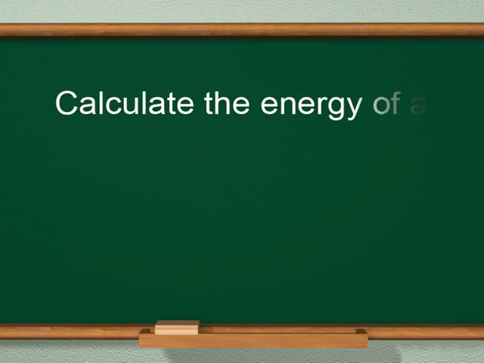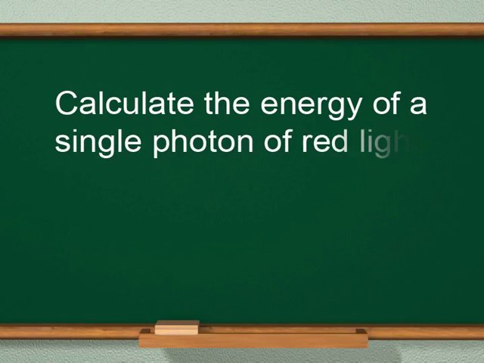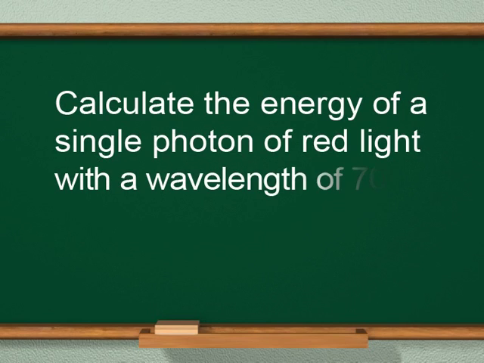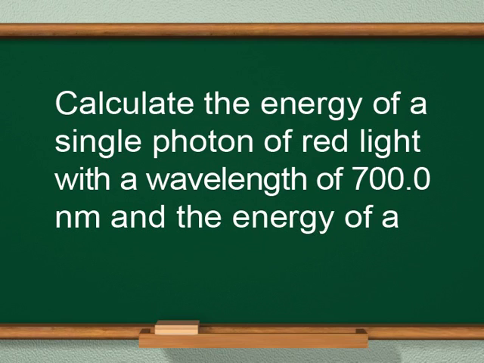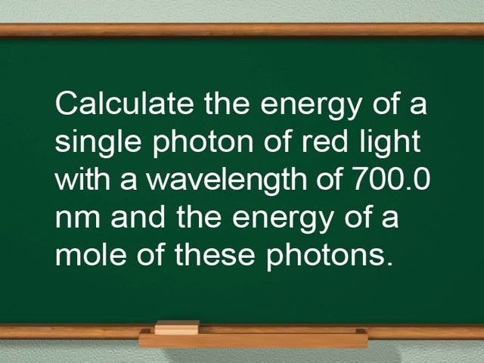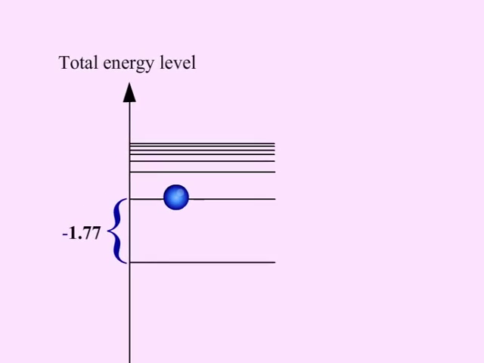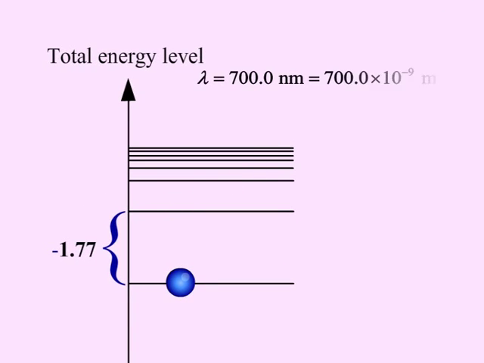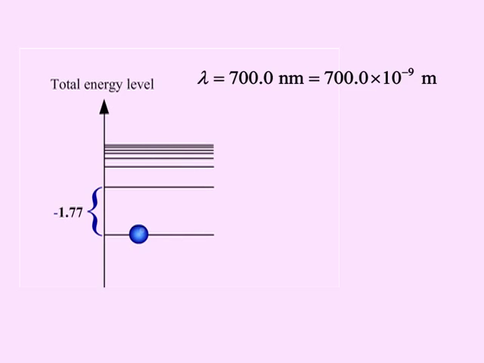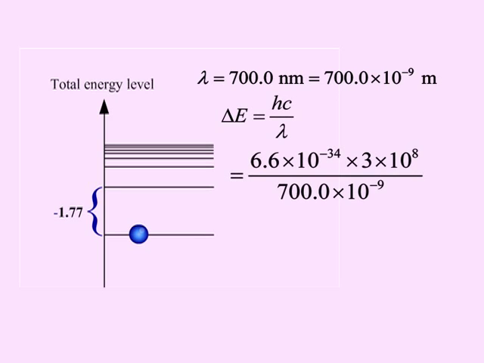Let's calculate the energy of a single photon of red light with a wavelength of 700.0 nanometer and the energy of a mole of these photons. Here, wavelength of red light is 700.0 nanometer. Substituting this value into the Planck-Einstein equation gives the value of energy as equal to 2.829 into 10 to the power minus 19 joule.